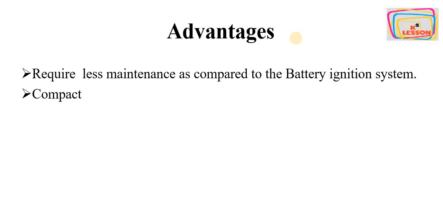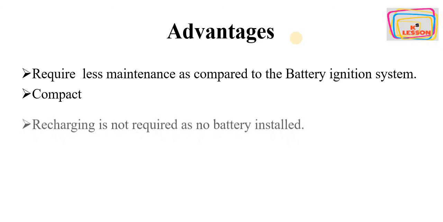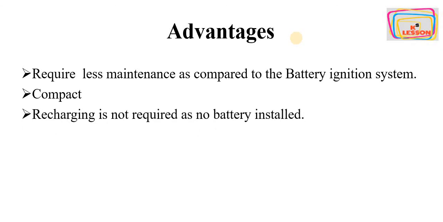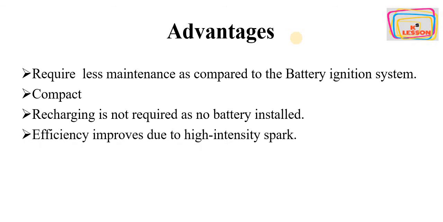there is no battery, and ignition coil and transformer core serve the same function as in the battery ignition system. Recharging is not required as there is no battery installed in this system, and efficiency is improved due to high intensity of spark, and it is efficient at high speeds, and that's why it is used in racing cars, due to these advantages of magneto ignition system.